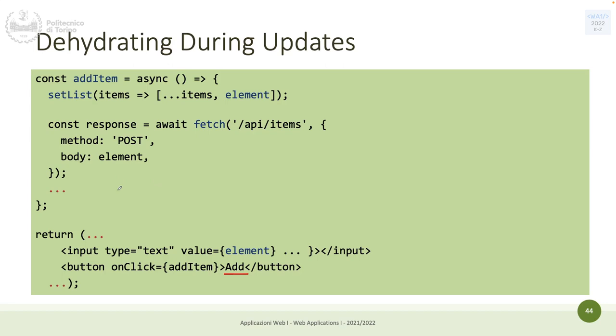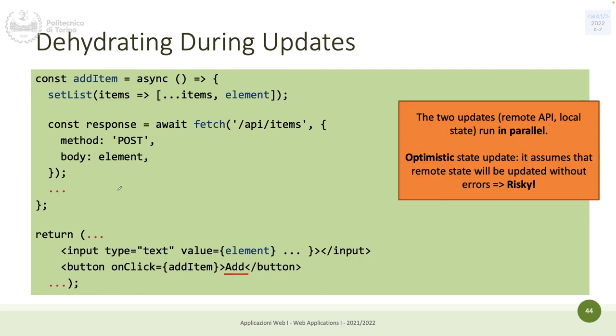Actually, a POST for that element. Is this good? Is something wrong here? We have a text, a button; clicking on the button, we add the element to the array, and we perform a POST to some API with the content. Yes, we don't do the things that we mentioned before. We don't retrieve back the list. So this is what's called optimistic state updates. You assume that the remote state, the API state, everything will go well. We add something and the server will accept our request without any problem.